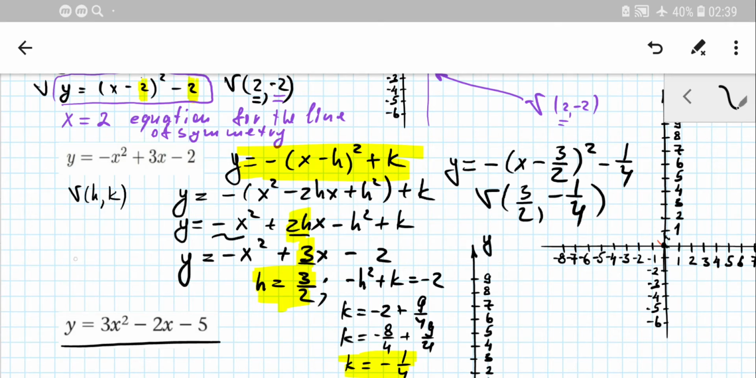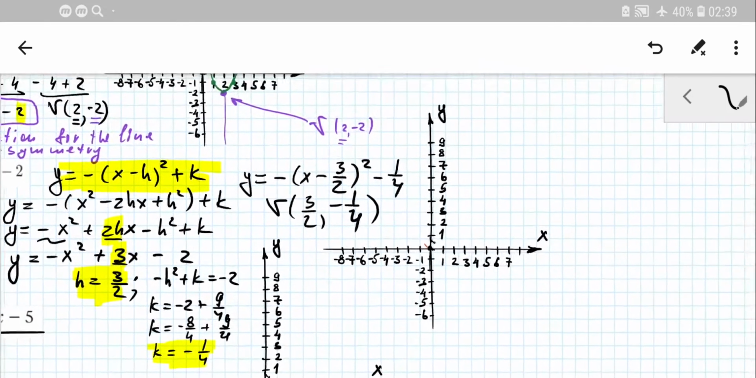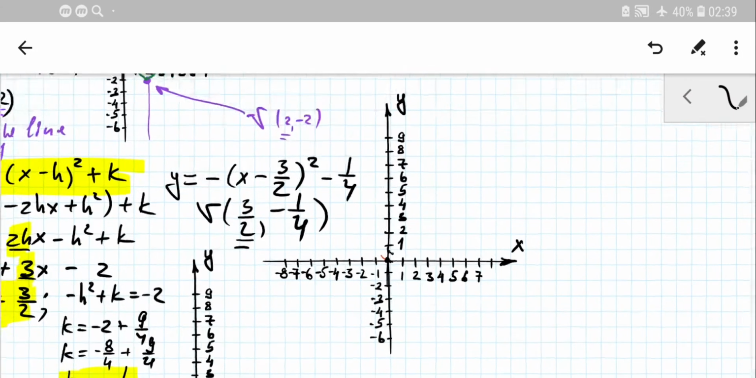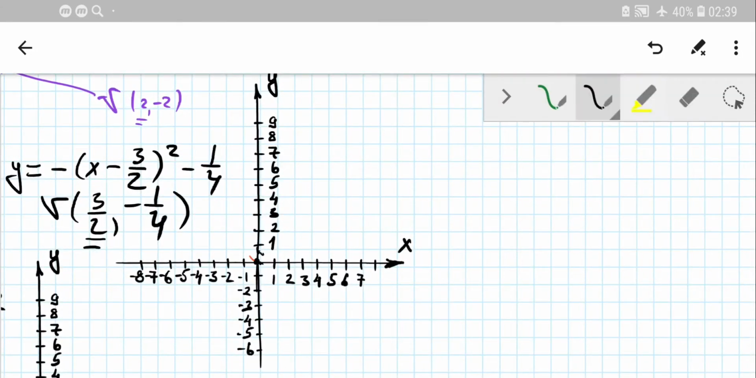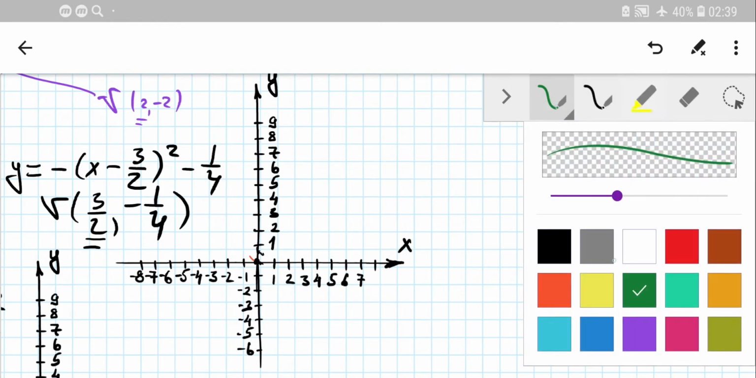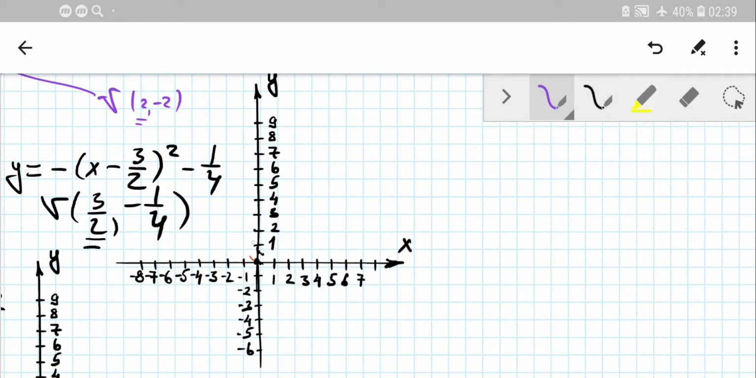And what about the axis of symmetry? The axis of symmetry is exactly a vertical line that goes through the vertex, the x vertex coordinate. So I use the purple one again, and 3 over 2 is here, right? So I just drop a vertical line that goes through 3 over 2. Okay, that point is 3 over 2. And what about negative 1 over 4? So we've got the vertex somewhere here, right?